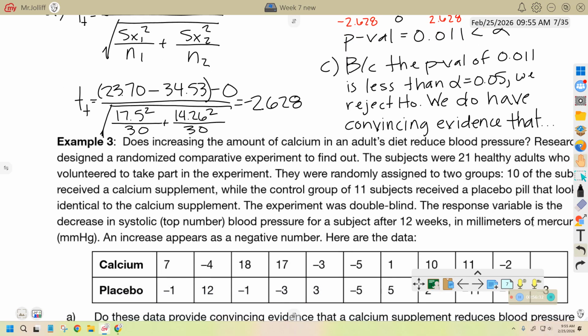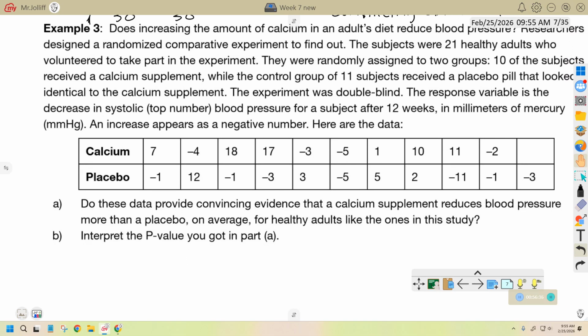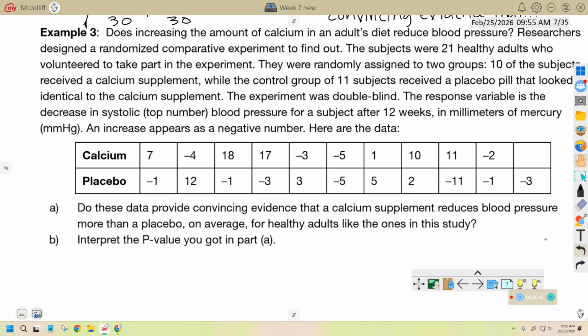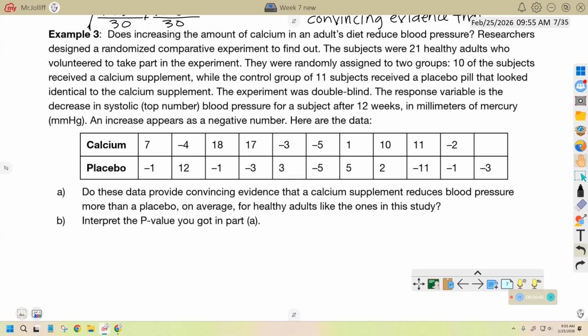Scoot up here. So 3 says, does increasing the amount of calcium in an adult's diet reduce blood pressure? Researchers designed a randomized comparative experiment to find out. The subjects were 21 healthy adults who volunteered to take part in the experiment. They were randomly assigned to 2 groups. 10 of the subjects received a calcium supplement. The control group of 11 subjects received a placebo pill that looked identical to the calcium supplement.